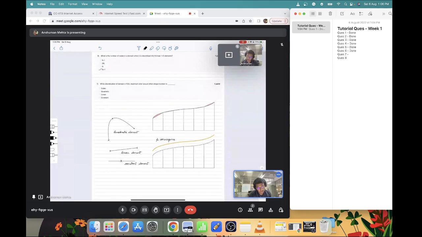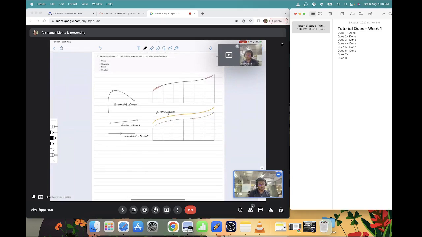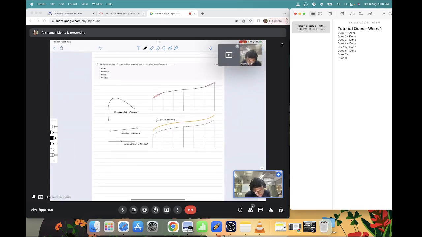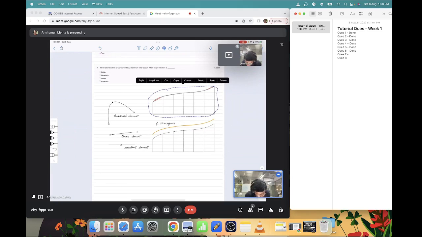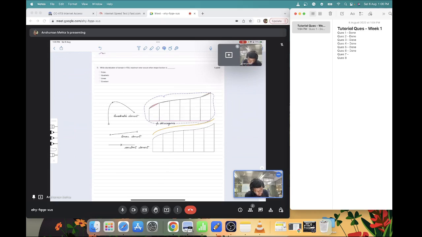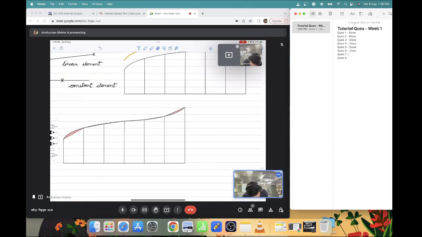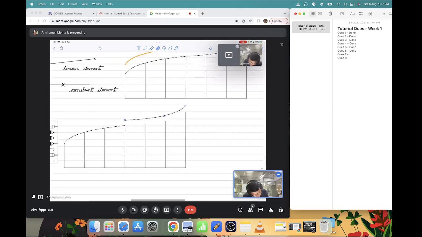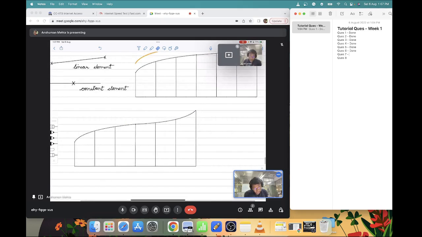So from intuition, we can say that constant element should have a maximum error. So let me put that. So let's say instead of this we are using constant element. So this is how the constant element will look like.